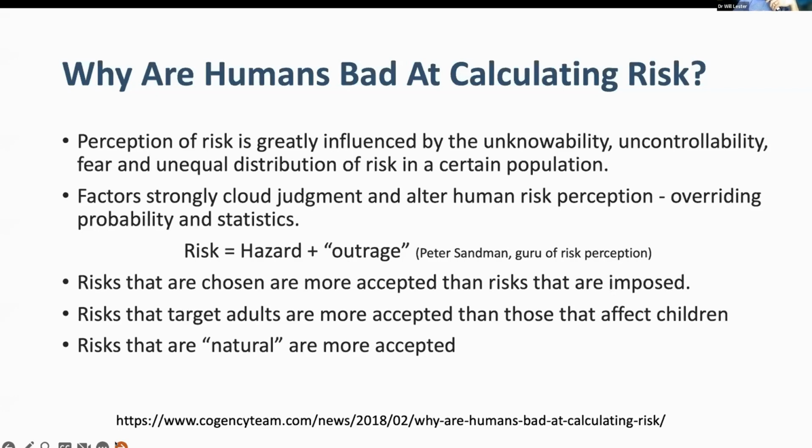And we know that people don't mind risks they choose for themselves, but they don't like risks that are imposed on them, like a scan. We know that adults accept risk on themselves more than they will accept risk on children and, I think, the fetus. And we also know that risks that are natural are more accepted than risks that are unnatural. So this all makes it really, really tricky. Next slide.